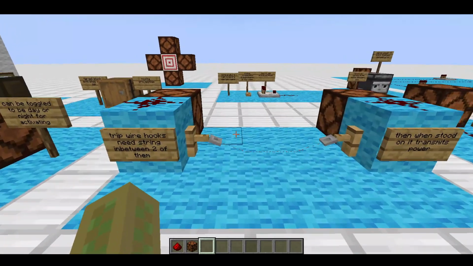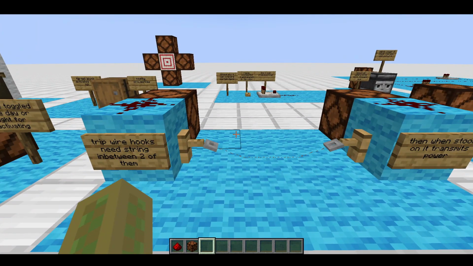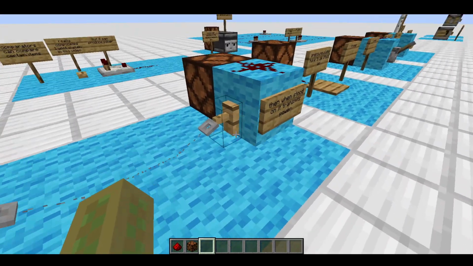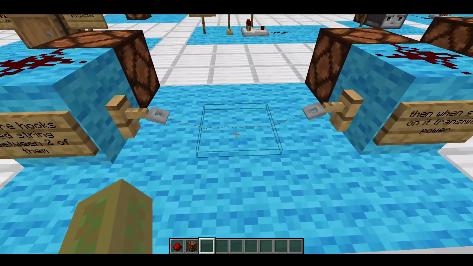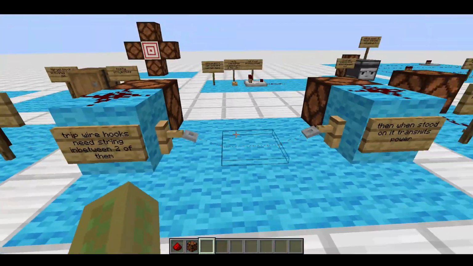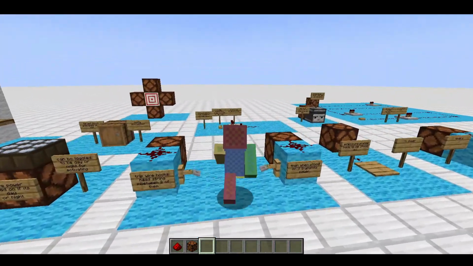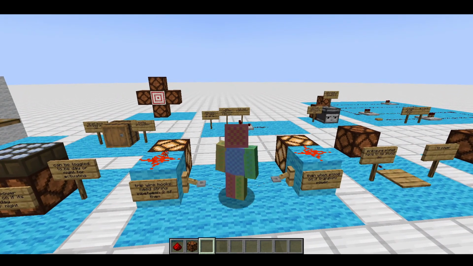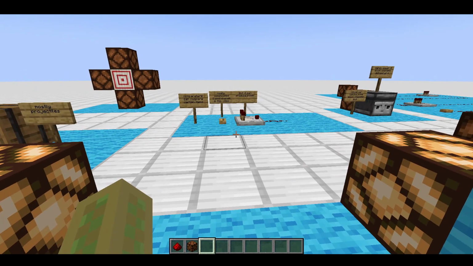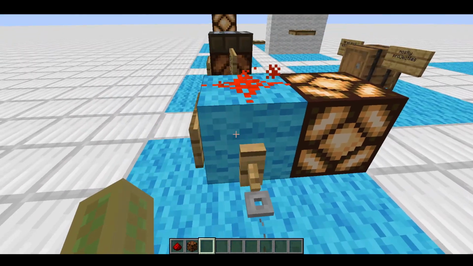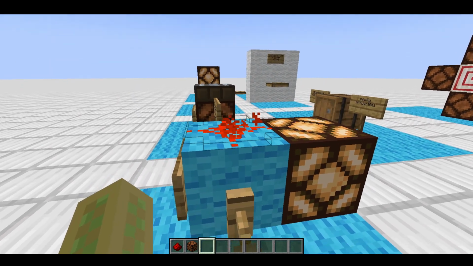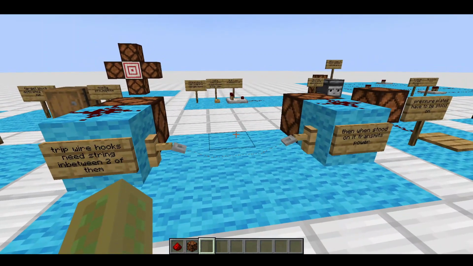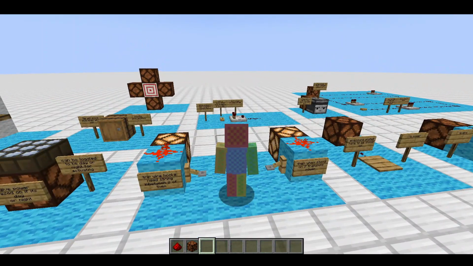The next thing we're going to go over is a tripwire hook. Now you need 2 tripwire hooks to actually use this redstone transmitter. You also need string connecting the 2. But basically, whenever you trip over it like this, or touch the string and stand right here, it will activate the redstone that is behind the tripwire hook, like that. And as you see, whenever I'm standing there, both of these activate redstone.